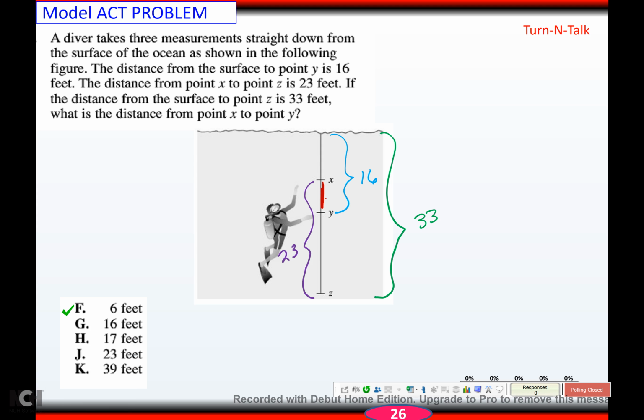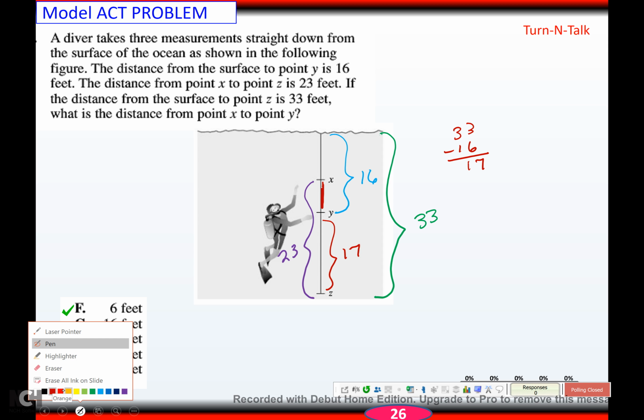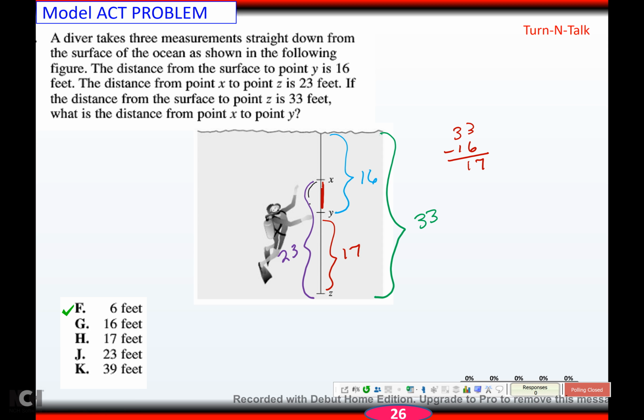Well, I know that if I take 33 and subtract 16, I'll get this length right here. So 33 take away 16 is 17, which would be this distance from Y to Z. Now if I take my 23 and take off 17, that will leave me with XY. So 23 take away 17 leaves 6 feet. Okay?